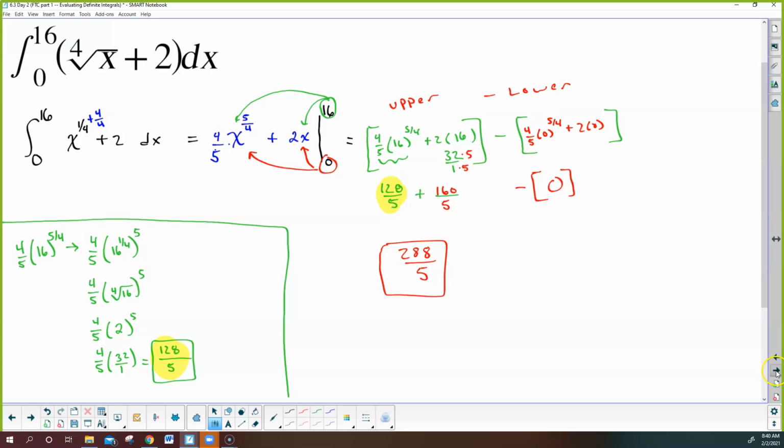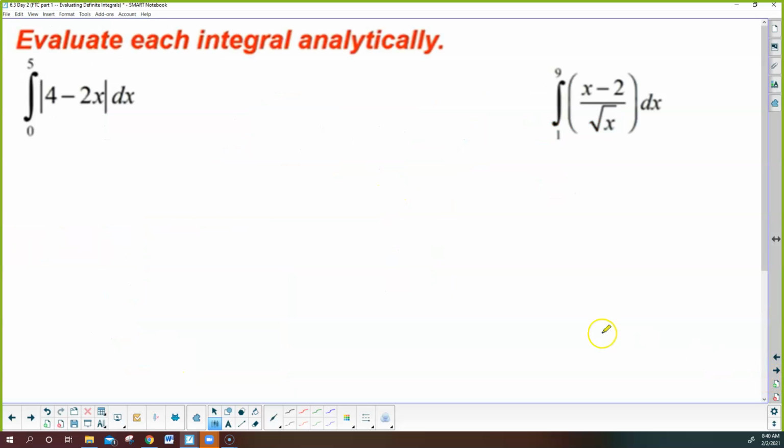Okay, so let's look at 2 more here. And these are both more tricky ones, and next week we're going to do tricky ones as well. So they don't ever go away. We just become more comfortable with them. The absolute value one, right? This is a little bit tricky.